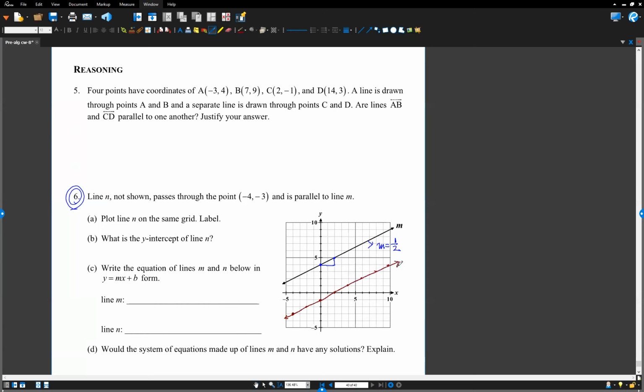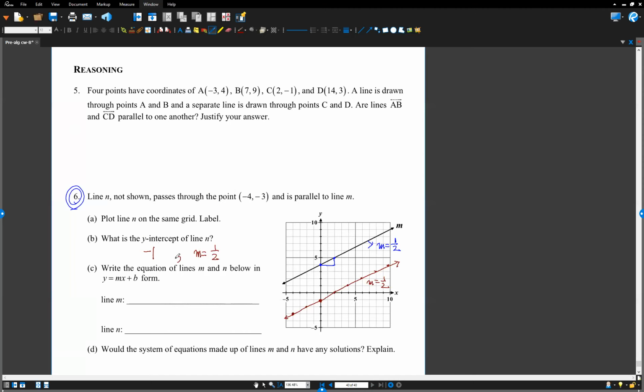All right, got better. This also has slope 1/2, but a different y-intercept. Now using this graph, what is the y-intercept of n? -1 is the y-intercept. What's the slope? The slope is the same as before, 1/2.